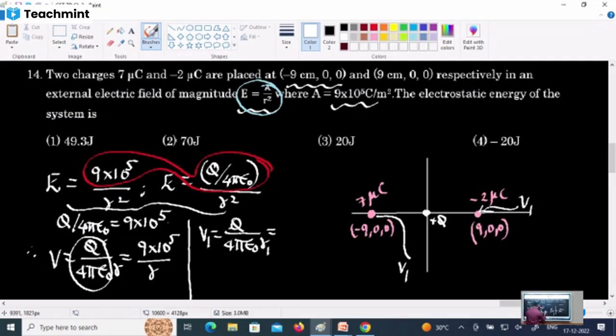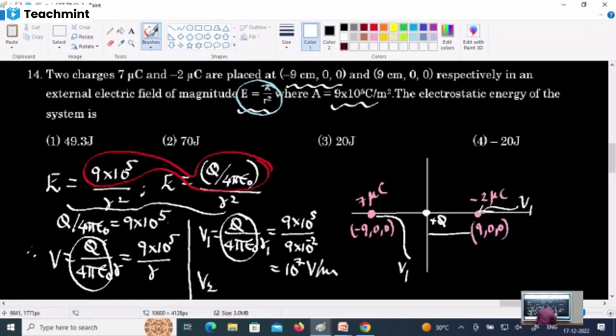Q by 4 pi epsilon naught is 9 into 10 to the 5. r1 is 9 centimeter, 9 into 10 to the power minus 2. That will give you 10 to the power 7 volt per meter. In the same way V2, since the distance is the same, is also 10 to the power 7 volt per meter.